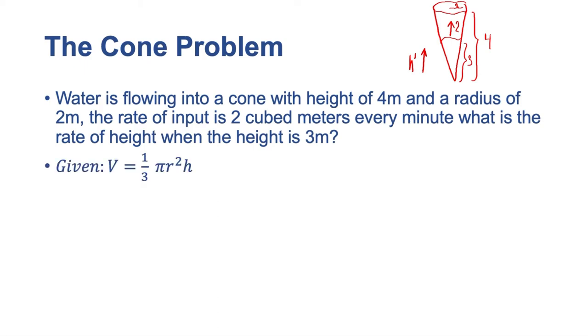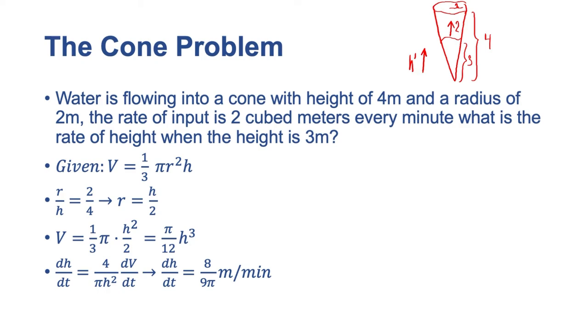We know that the volume of a cone is 1/3 pi r squared h. Now we're going to solve for r as a function of h, so we'll get r is equal to h over 2. Now we will solve again for volume, and we'll omit the r, and that will give us pi over 12 h cubed. After that, all that's left is some substitution and some differentiation. When we differentiate that with respect to t, we'll get dh/dt equals 4 over pi h squared times dV/dt, and that will be dh/dt is equal to 8 over 9 pi meters per minute once we do some substitutions. So that is how related rates work, and they're very helpful.